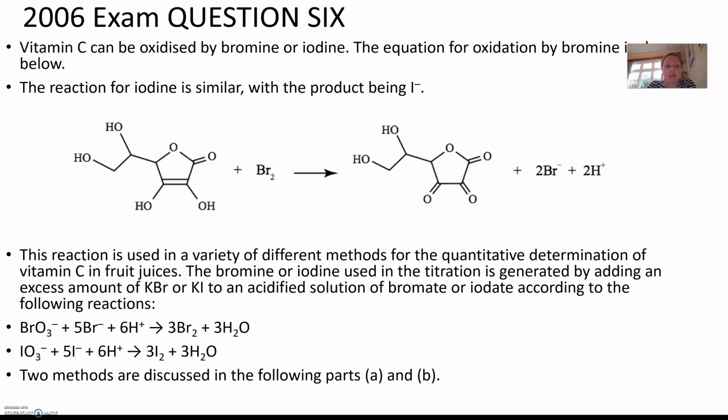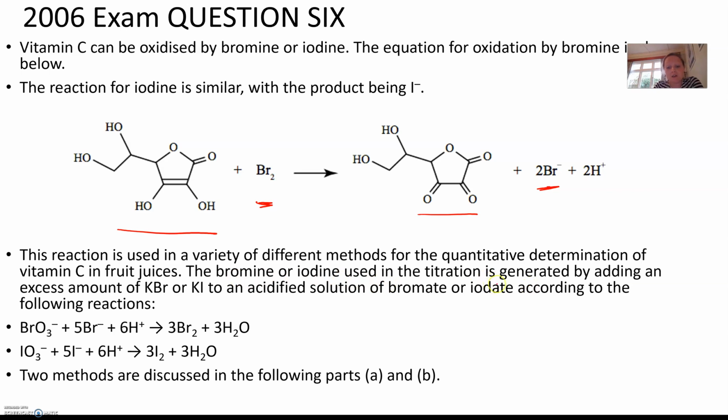So this question is saying vitamin C, which is this structure here, can be oxidized by bromine or iodine, doesn't matter which one, shown by the reaction below. So it forms this and you form 2Br minus. This reaction is used in a variety of different methods for the quantitative determination of vitamin C in fruit juices.